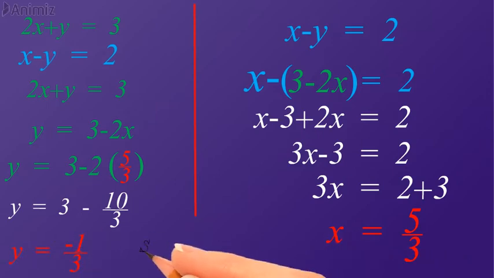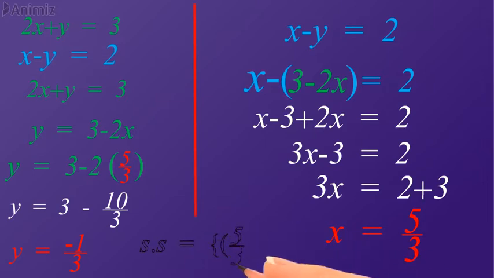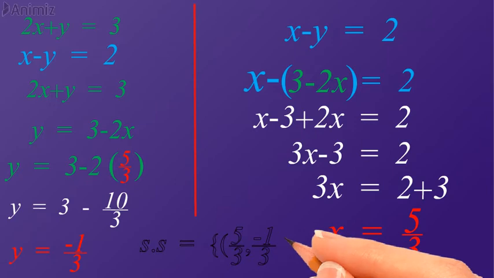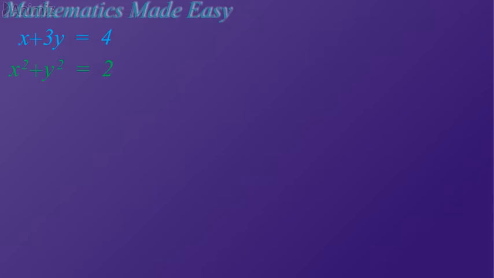The solution set includes these values of x and y, which are 5 divided by 3 and minus 1 divided by 3. It was all about the solution of simultaneous equations when two linear equations in two variables are given. Now taking the second system of equations, in which we have a linear equation and an equation of degree 2.